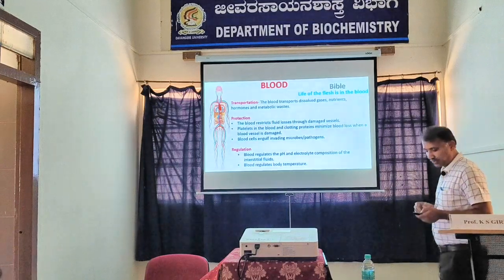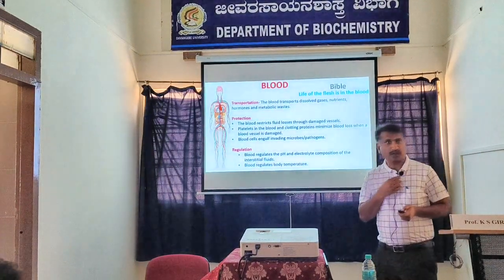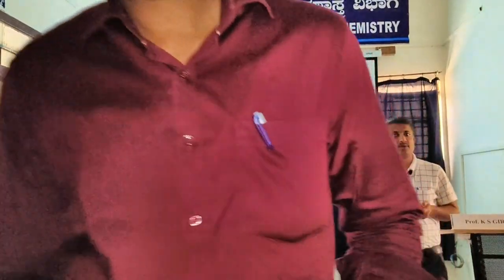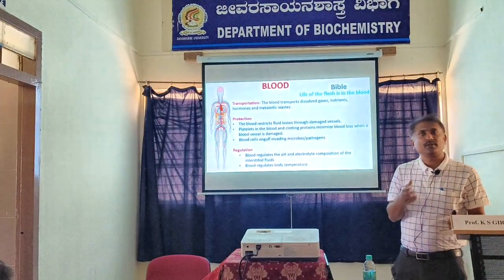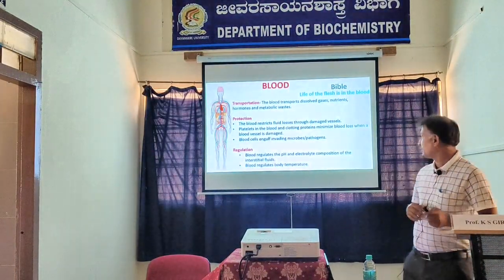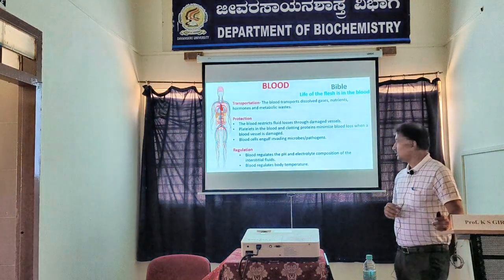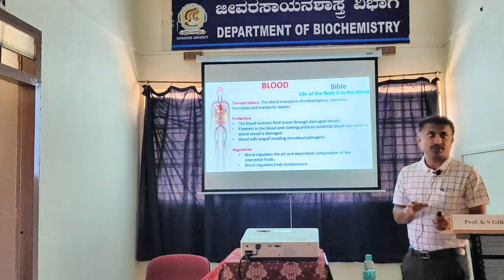In addition to transportation and protection, it is also involved in regulation. It regulates body temperature, it regulates the levels of electrolytes, and it regulates body pH as well as temperature.